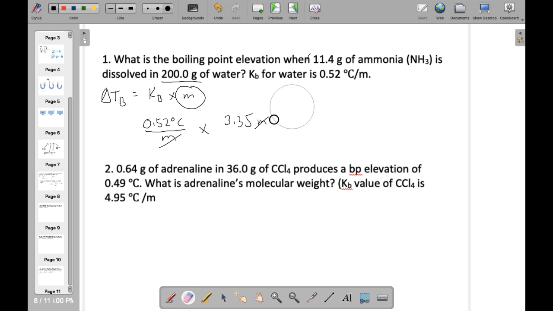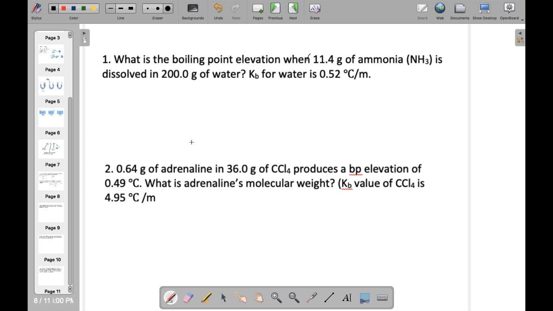Okay, we're making some progress. Let's see if we can figure out this next one together. 0.64 grams of adrenaline is added to 36 grams of carbon tetrachloride, and it produces a boiling point elevation of 0.49 degrees Celsius. What is adrenaline's molecular weight? That seems kind of complicated. We have the constant, the value of carbon tetrachloride. So let's go ahead and write our equation.